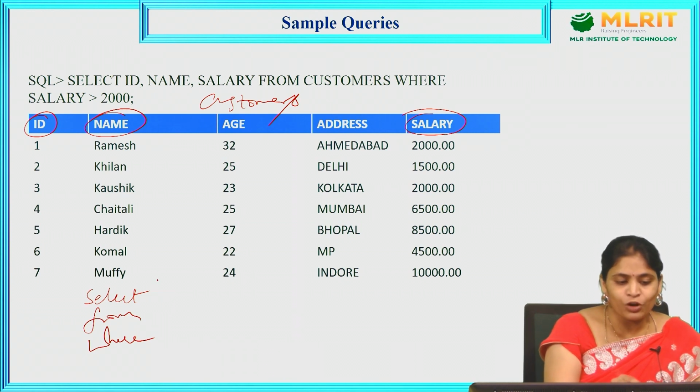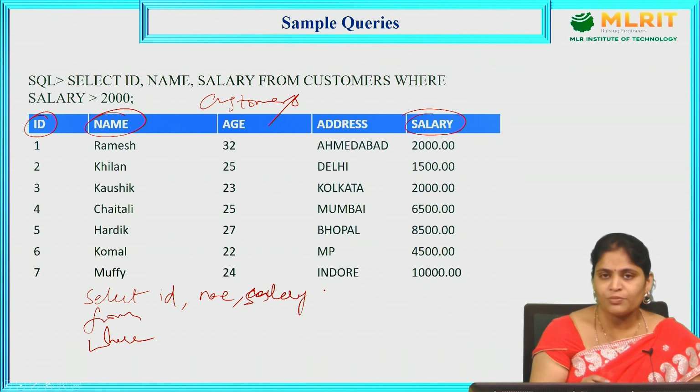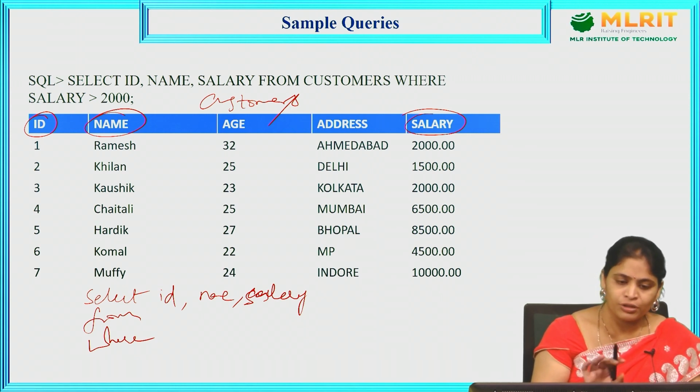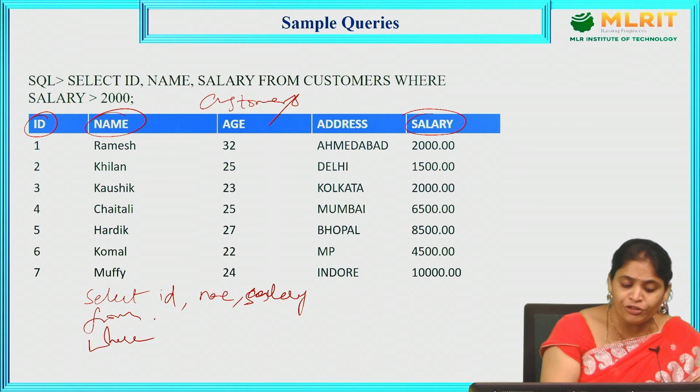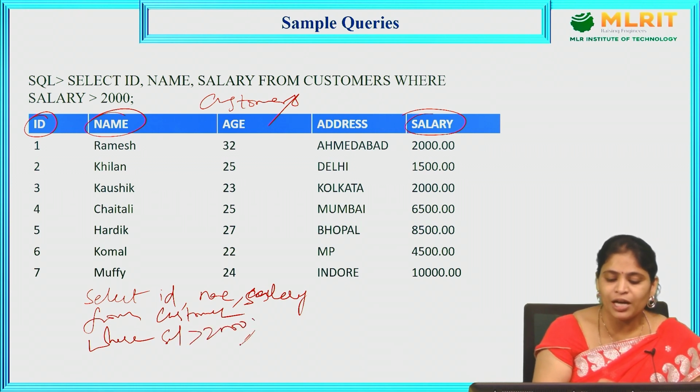Select, what do I want to select? ID, name and salary. These three columns, attributes, I have to represent here. From which table? As this is the customers table, from customers. Where? What is the condition? Salary greater than 2000.